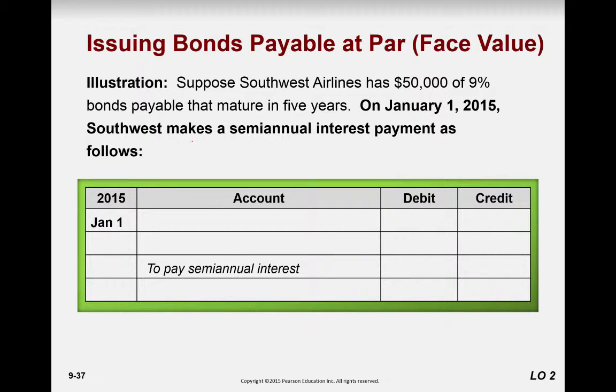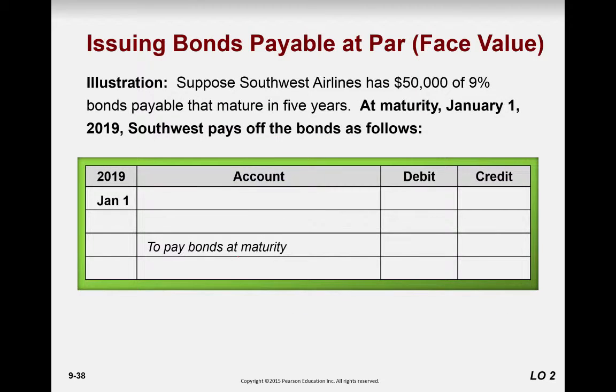Now we actually are making our semi-annual interest payment. When we make that interest payment, we've already accrued it at the $2,250. So we're going to debit interest payable and credit cash for $2,250. Now at maturity, which was 5 years later, you see that they pay off the bonds. Bonds payable is reduced and your cash is reduced. So this is the easiest scenario at face value, how to record your bonds.